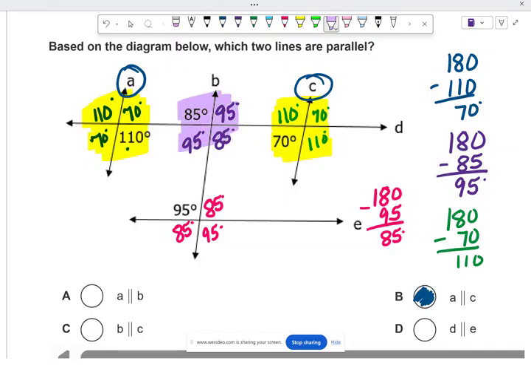These two sections were close, but up here, the 85 was at the top left, and over here, the 85 was on the top right. They weren't in the same places. They didn't correspond correctly. So we cannot say that line D was parallel to line E.